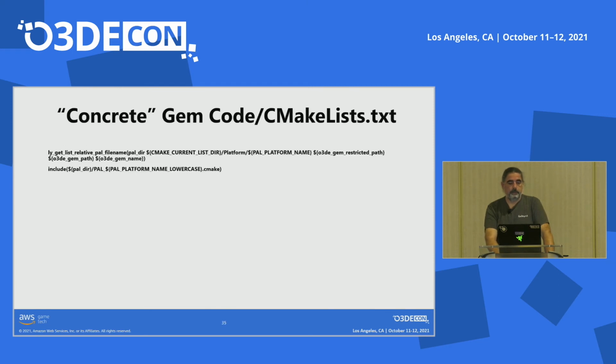So let's look at that. The concrete Code CMakeLists will be initiated by that last add_subdirectory call. And again, the first thing that we see is that since this is in a new folder, we will actually ask the O3DE system to give us the PAL directory for this new folder. And then from that, we can add that specific platform's CMake file.